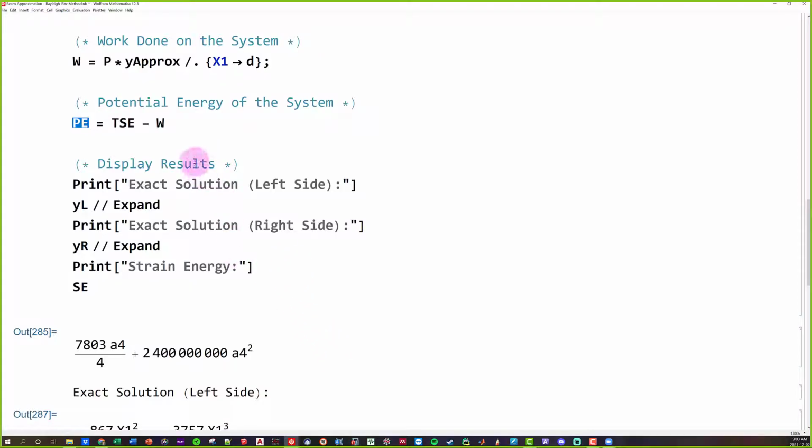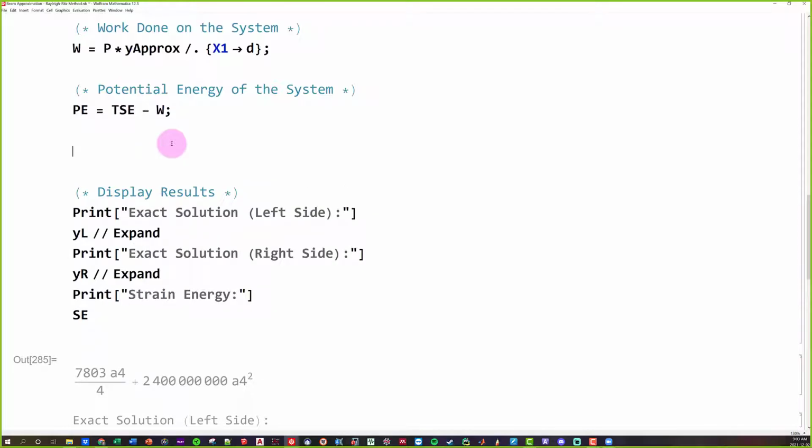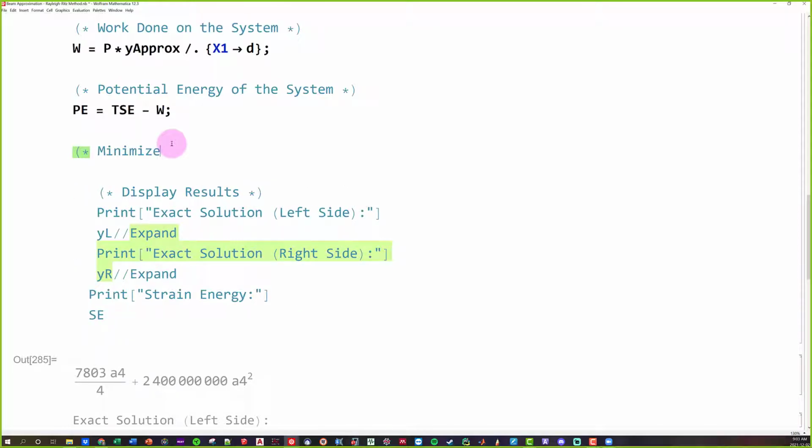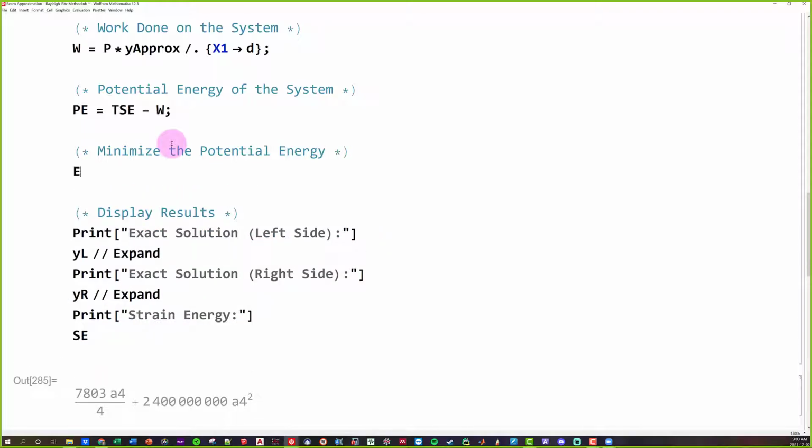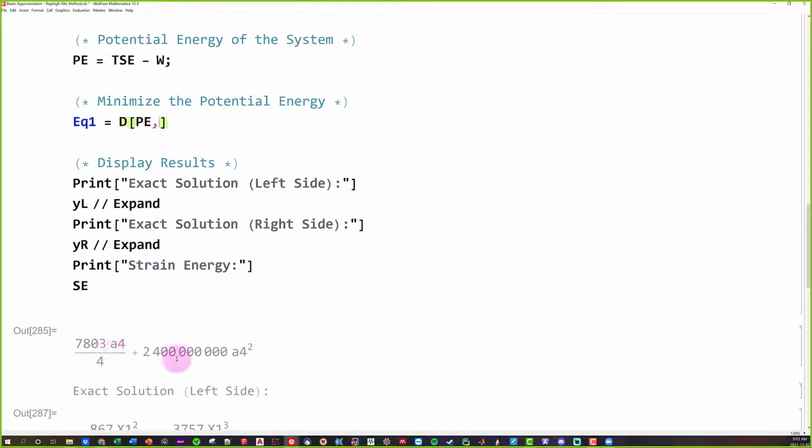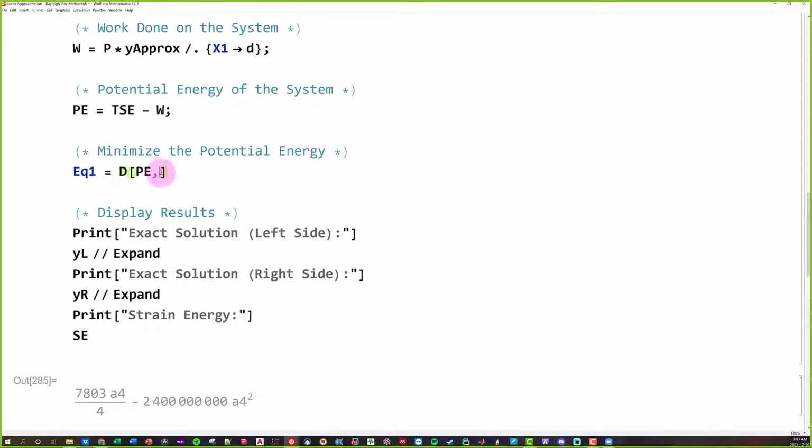What do we do with this potential energy to solve for A4? Differentiate, exactly. We know that we want the potential energy of our system to be minimal. That would result in a stable equilibrium. So we're going to create a section, minimize the potential energy. And what I'm going to do is create an equation, and this equation is going to be the derivative of my potential energy with respect to whatever unknown A coefficients we have. So if we remember, our potential energy right now is just a function of A4. That's it. So we're going to take the derivative with respect to A4.